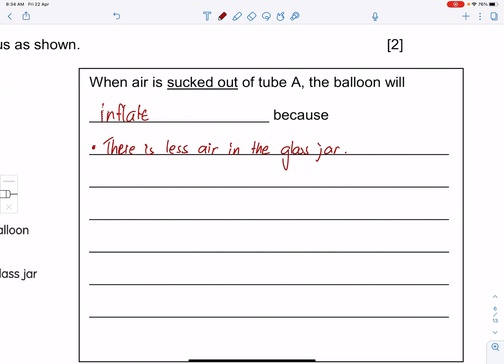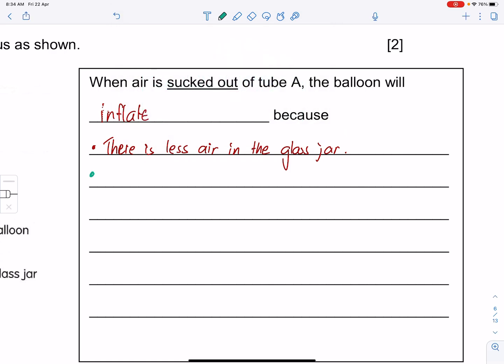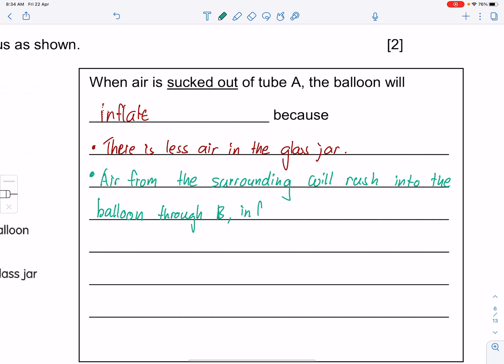Okay. Then after that, because there is less air in the glass jar, what will happen would be air from the surrounding will rush or will enter or will go into the balloon. So be very careful, it's not into the glass jar but into the balloon, okay, through tube B, inflating it.